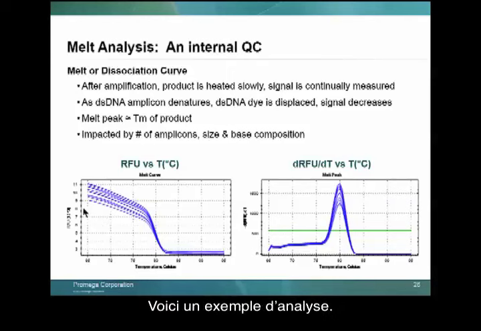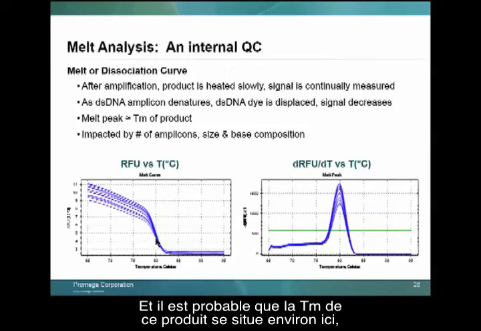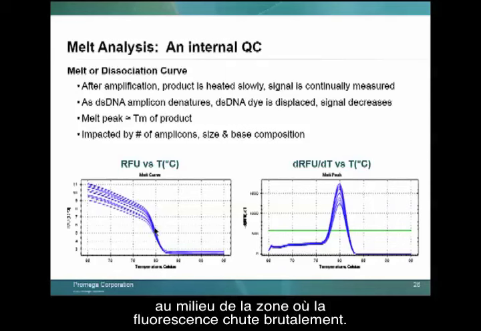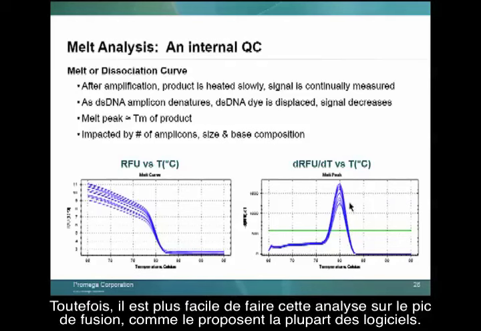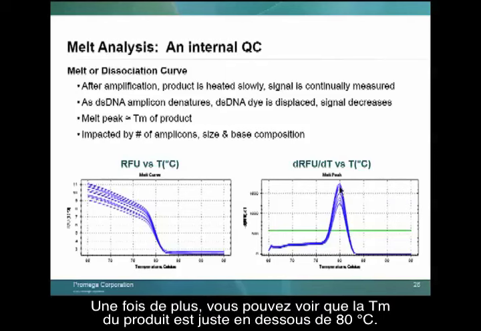The data looks like this. If you're looking at the raw data, you're going to have fluorescence versus temperature. And you can see here that right in the middle of this maximal decrease in fluorescence is probably going to be the average TM of my product. It's easier, however, to look at it in melt peak format, and most software will show it to you in this format. So here I have the change in RFU versus change in temp plotted versus the temperature. And again, you can see that my TM for this product is just a little under 80 degrees Celsius.